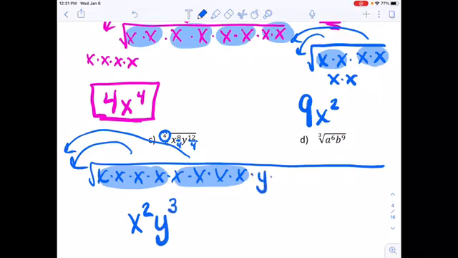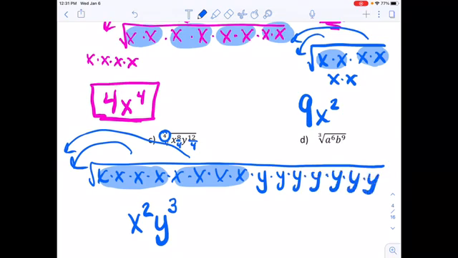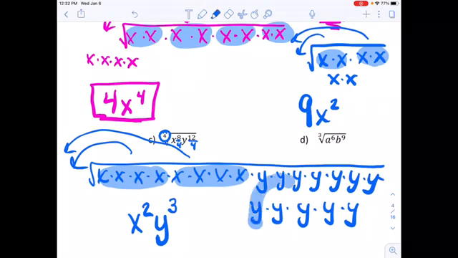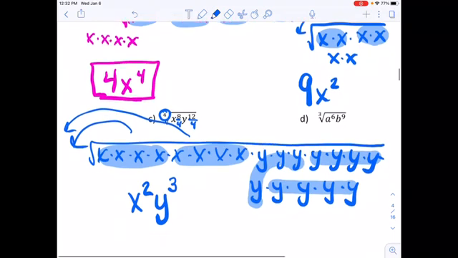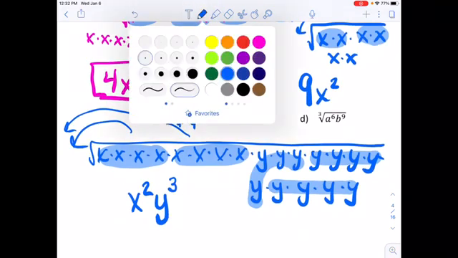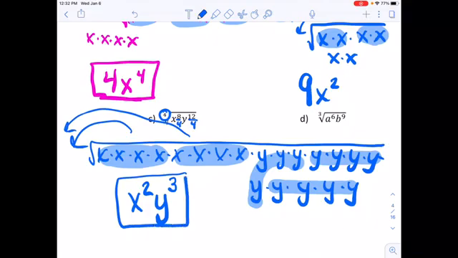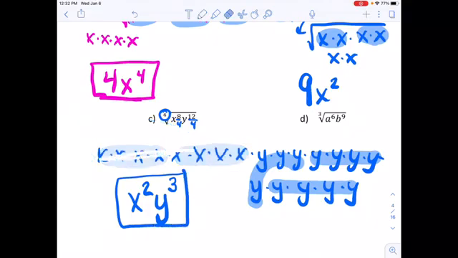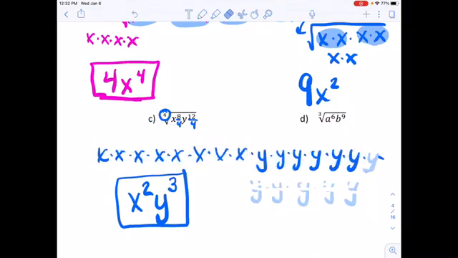If we wrote out all those y's, so we have 1, 2, 3, 4, 1, 2, 3, 4, 1, 2, 3, 4. We have 3 groups of y's that come out, so we have y to the 3rd, and we are good to go there. So if you prefer to divide the exponents like that versus writing them all out and finding groups, either way is totally valid. Choose what works best for you.